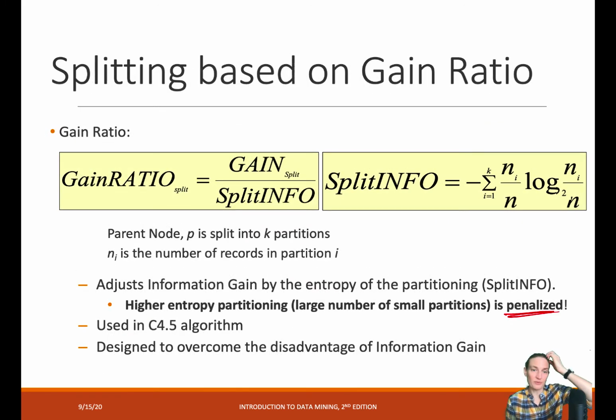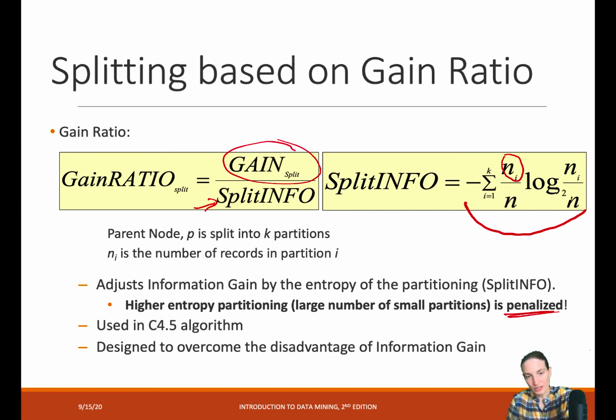Now we can use the gain ratio. So what do we do? We have our gain split that we had calculated before, and this is divided by split info. Split info gives you some information about the number of records in partition i divided by the total number of records, and it will make the gain smaller if there is a high ratio of this. I think this will become most clear when we do an example.